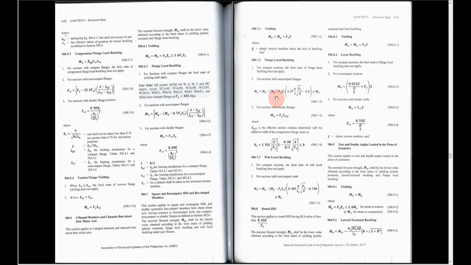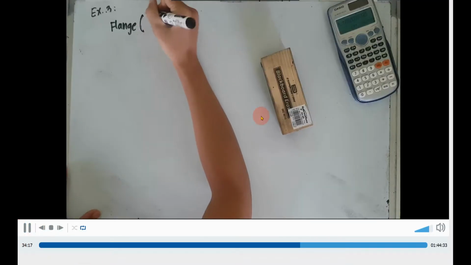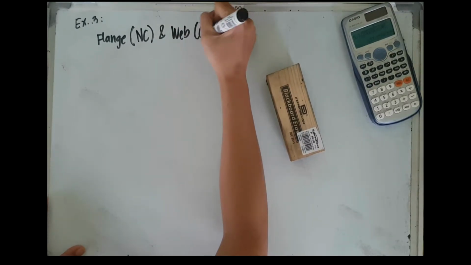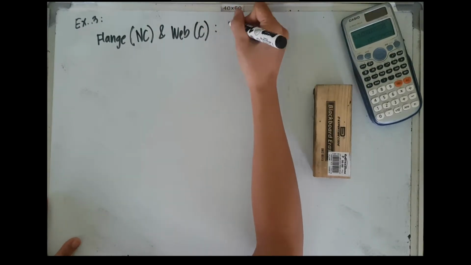And then for the web local buckling. For compact sections, the limit state of web local buckling does not apply. So since our web is a compact section, web local buckling will not apply. So we will use this equation only for flange local buckling, and this formula for yielding. So to continue, we'll start first with the yielding limit state.